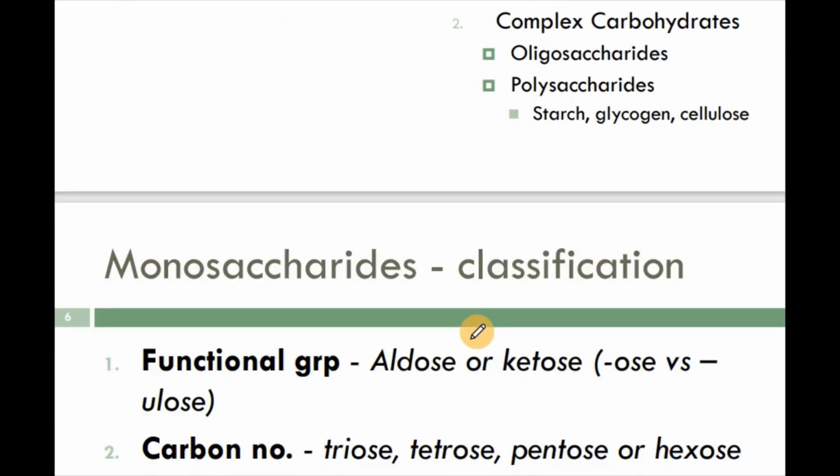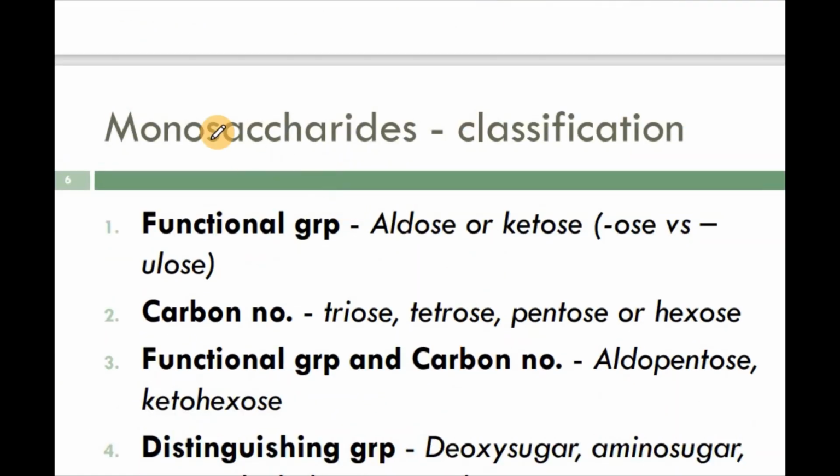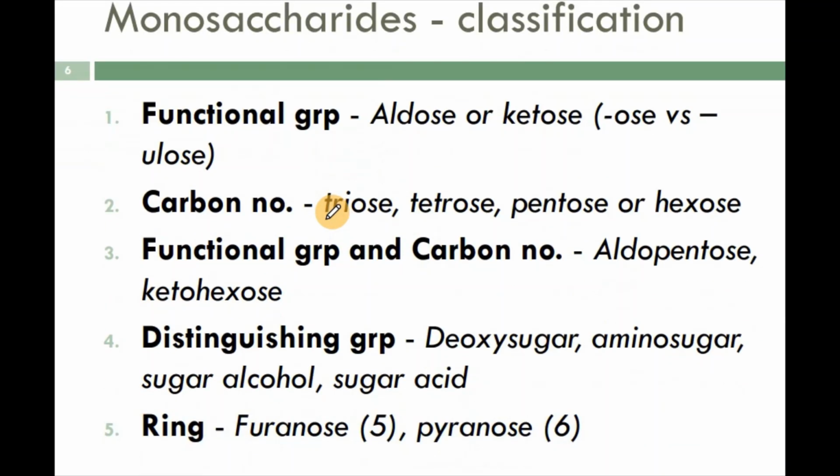So now let's look at carbohydrates. The first one is called the monosaccharides. So the monosaccharides, we say they are known as simple sugars. As we gave examples above, we have glucose, galactose, fructose, and many other simple sugars. We can also classify monosaccharides in several ways: based on functional groups, based on carbon numbers, and based on some distinguishing groups.